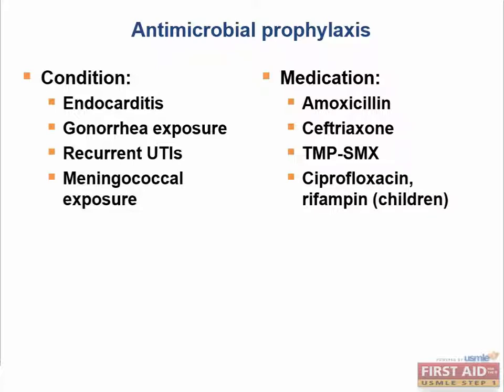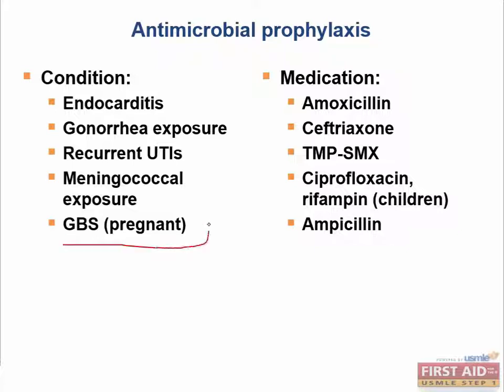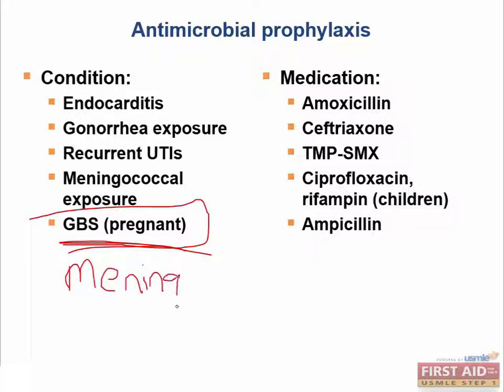have been exposed. Ampicillin is given to pregnant women who are found to have group B strep in their vaginal canal. Do you remember why it is important to treat pregnant women who have group B strep? Well, because during birth, this bacteria can be contracted by the baby and it can cause a fatal meningitis.